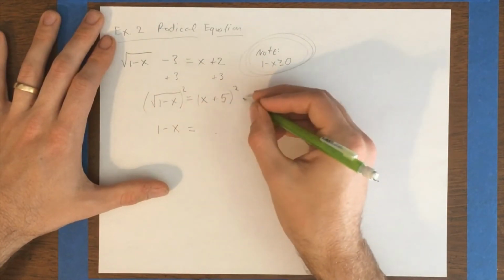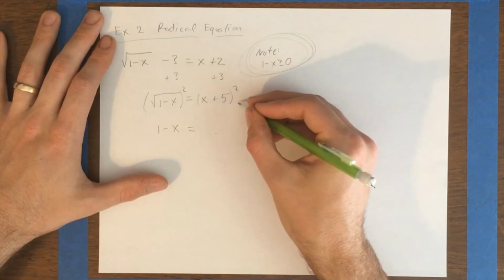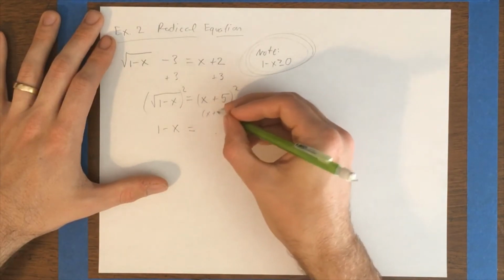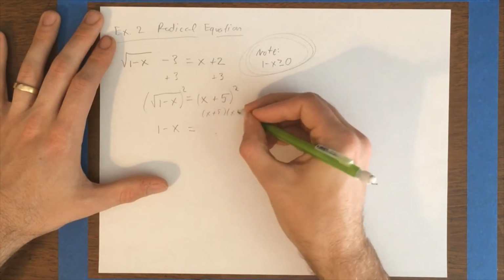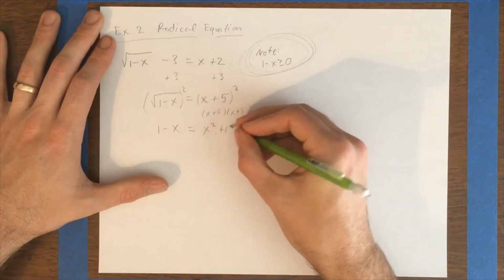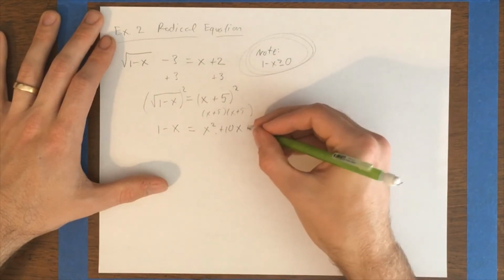And over here, on the right-hand side, I have to correctly square x plus 5. You can write out x plus 5 times x plus 5 and then do a FOIL, or you can use kind of a shortcut. Either way, we should get to the same thing, which is x squared plus 10x plus 25.